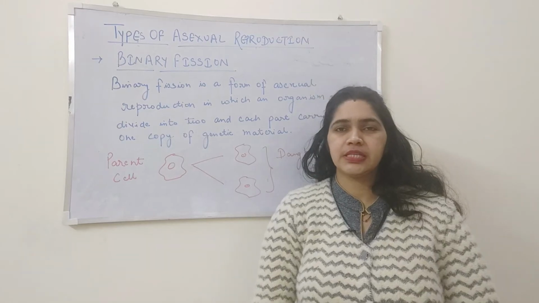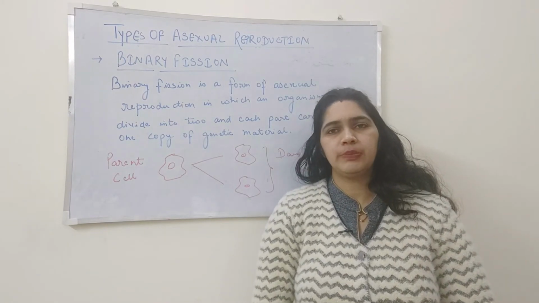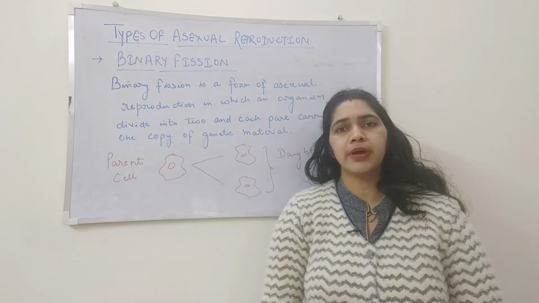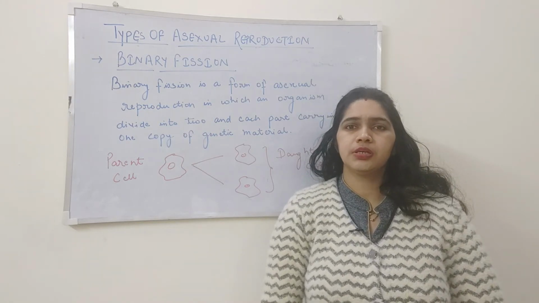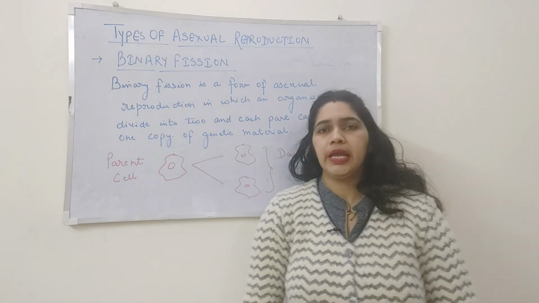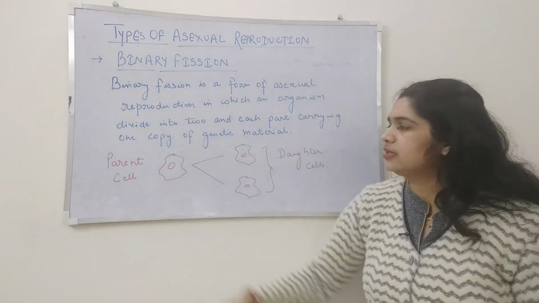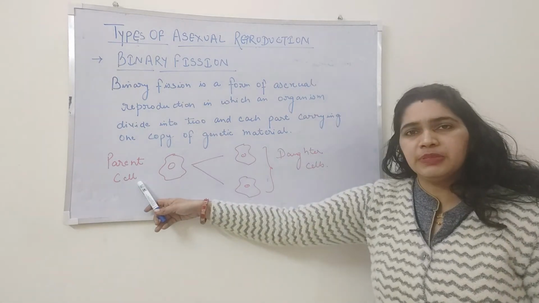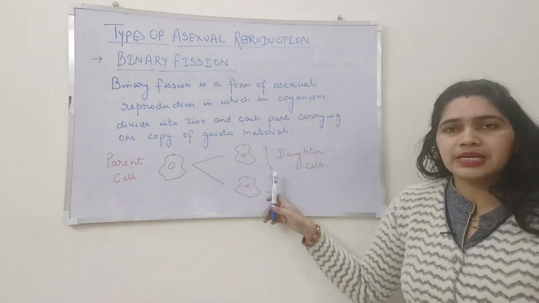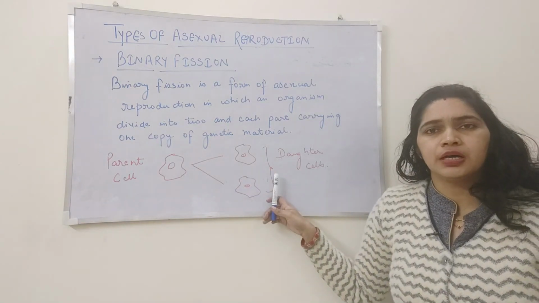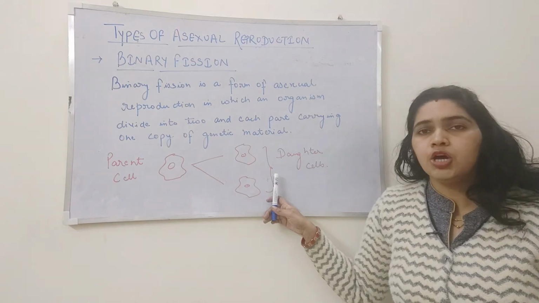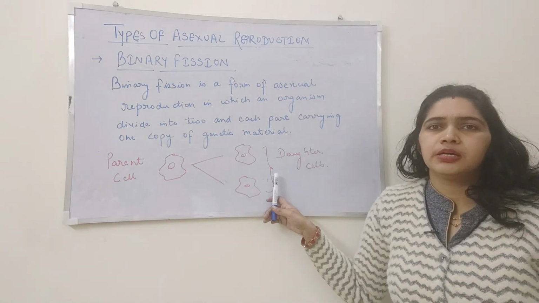Binary fission is the first type of asexual reproduction where an organism, or you can say the parent cell, divides into two and each part carries one copy of the genetic material. Here in this diagram you can see that the parent cell, after replicating its genetic material, divides into two equal sized daughter cells. This type of reproduction can be seen in amoeba, protozoa and in prokaryotes.